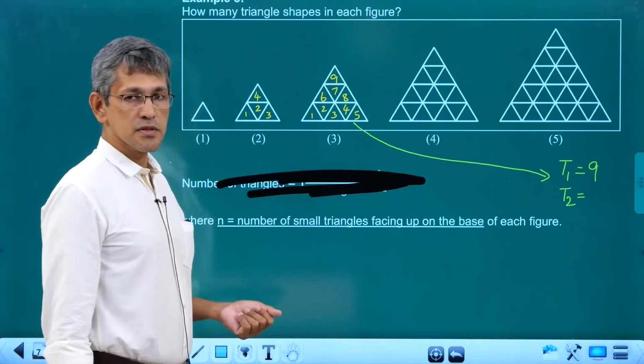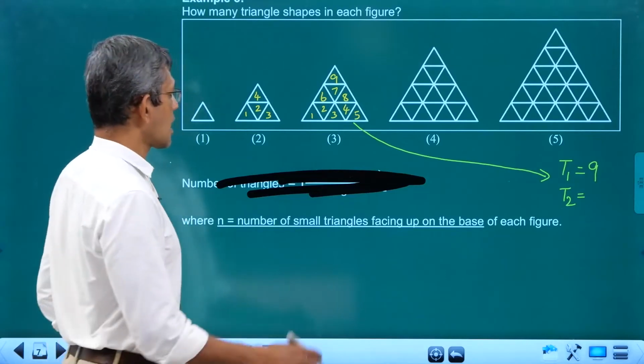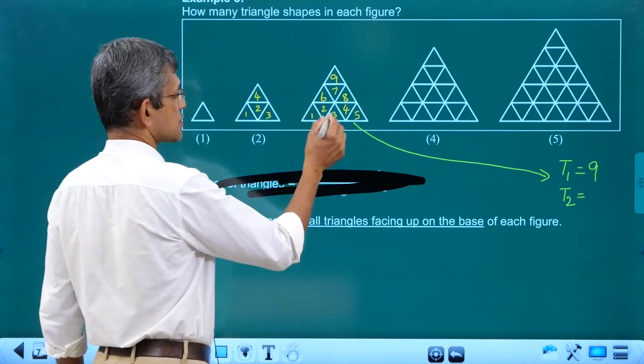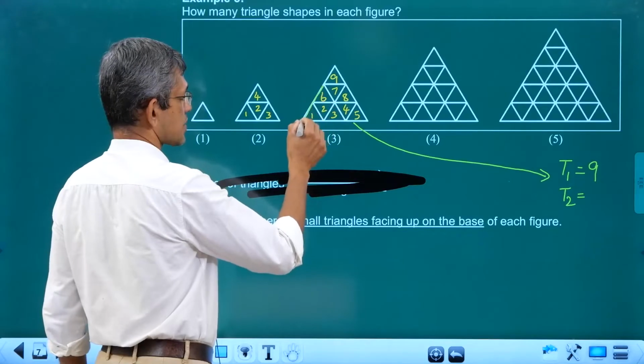How about 4 pieces together? Is it a possibility? Look at this. 4 pieces together, 1, 2, 3, and 6. That together is a triangle. See that?